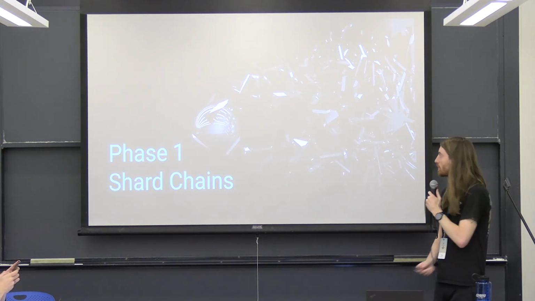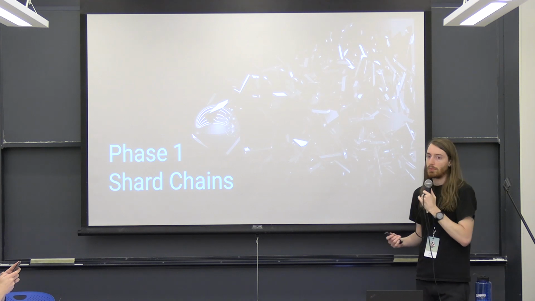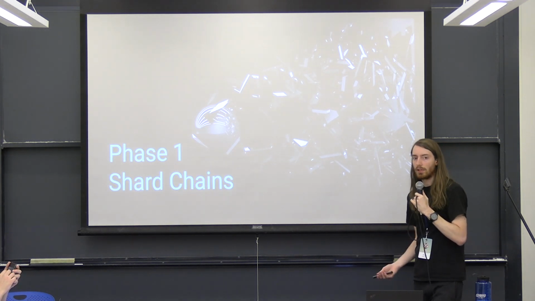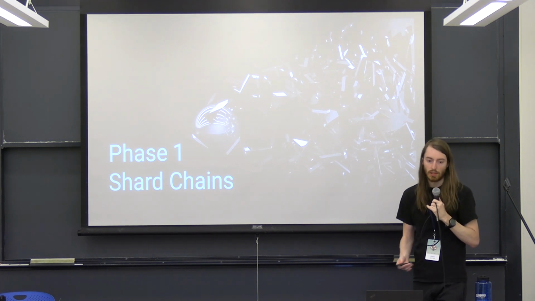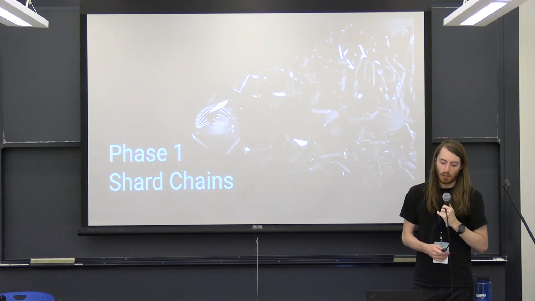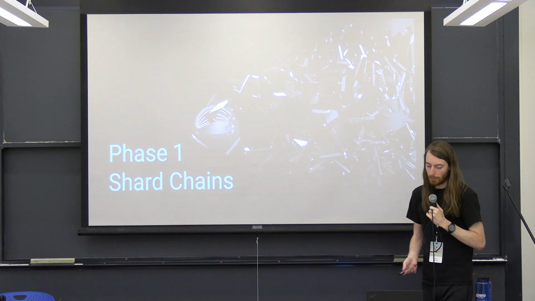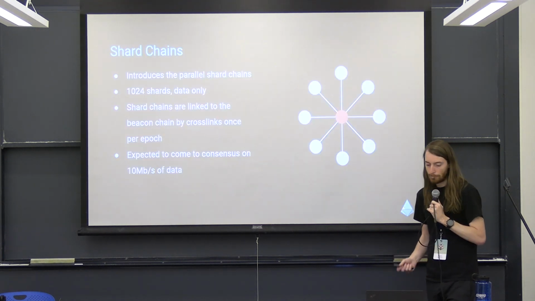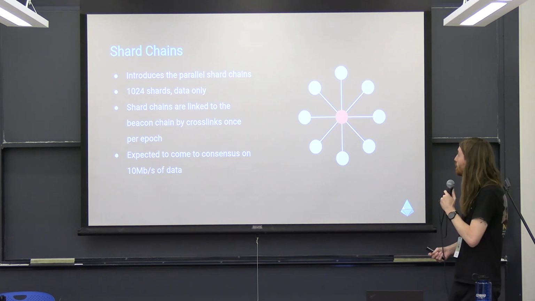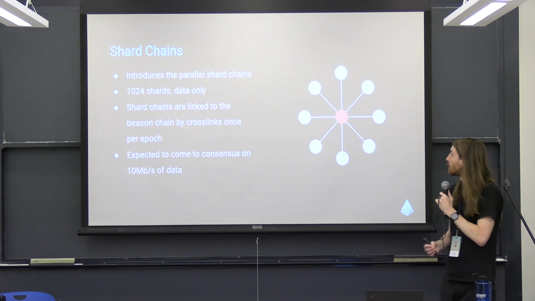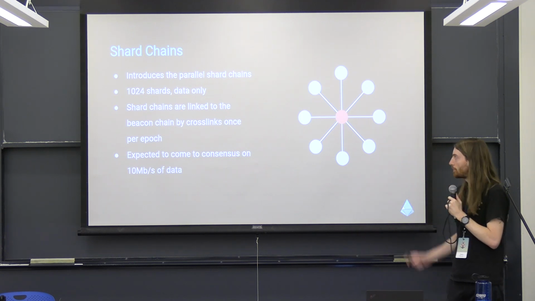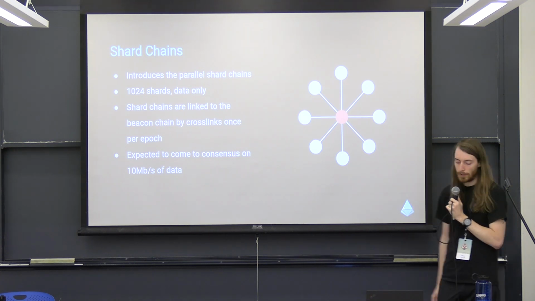Okay, moving on to shard chains. So this is when we want to actually introduce the idea of sharding. Phase 0 was just proof of stake, validators, randomness, rewards and penalties. But now we're going to add some data to the whole operation. So here we have the beacon chain in the middle, and then we have 1,024 shards. They wouldn't all fit here, but I just put a couple for the diagram.